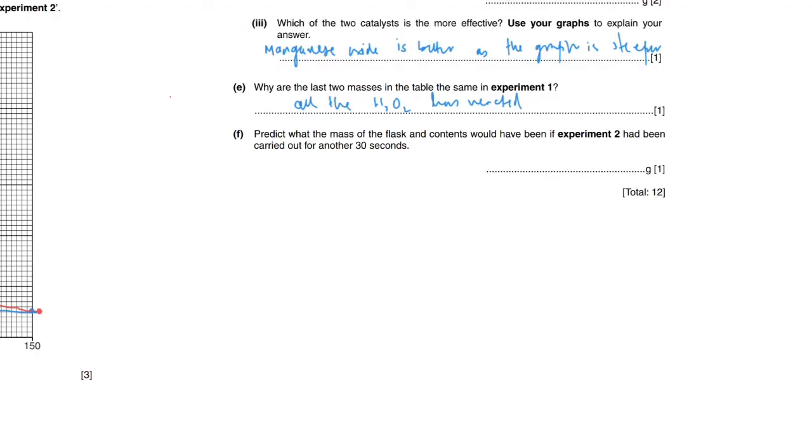Okay, you don't even have to extend it. You know that mass is not changing anymore. All the hydrogen peroxide has actually been used. So it's going to be exactly the same as it was 30 seconds before. So the answer would be 89.45 because that was the mass when all the gas was collected.